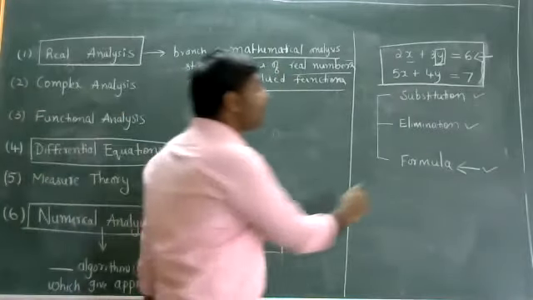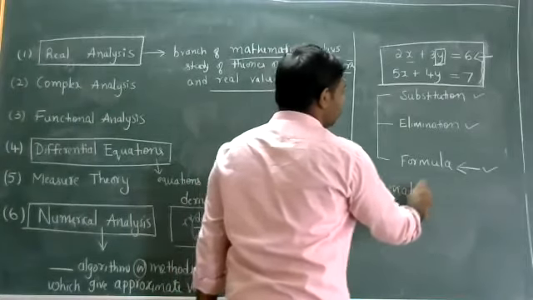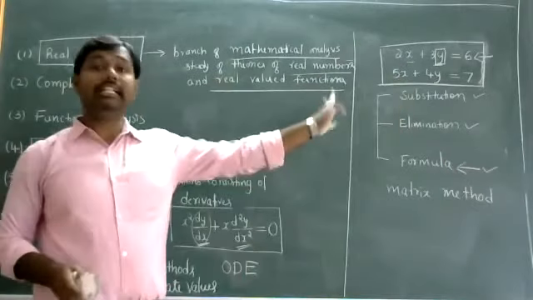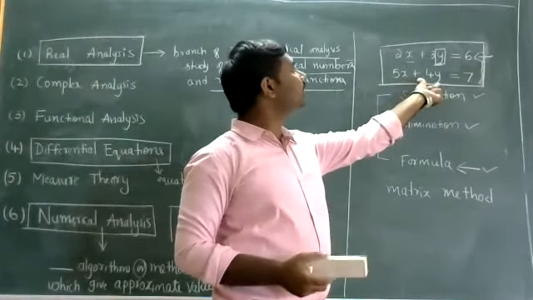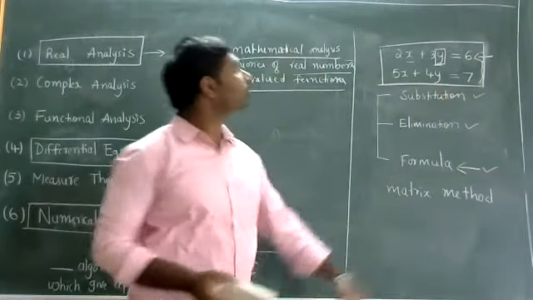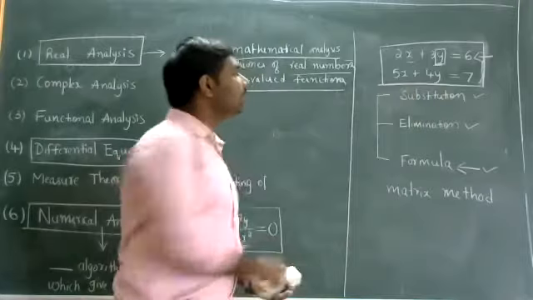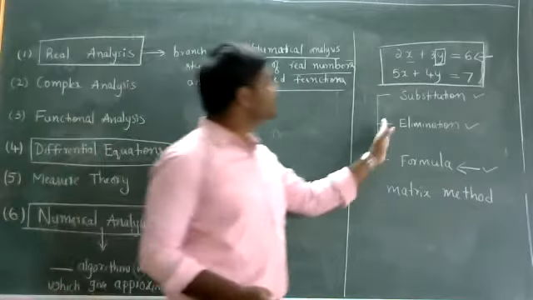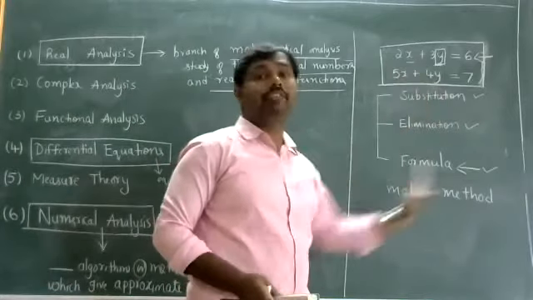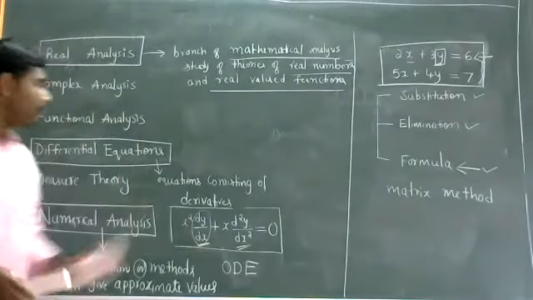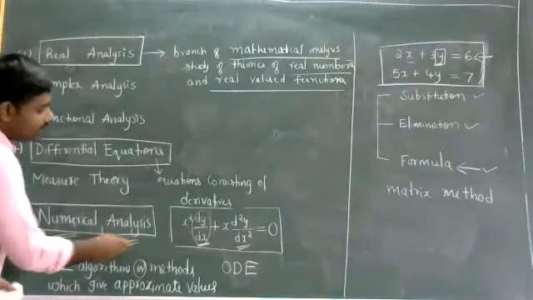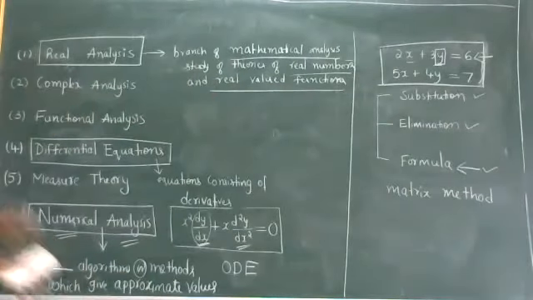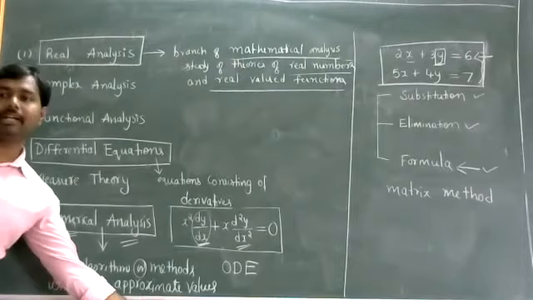Apart from this, we have the matrix method also, and we have discussed that in linear algebra. By expressing this system in the matrix form, we can also solve this system. These are the direct methods, in the sense that these methods will give you the exact values. Now, if I come to numerical analysis, to solve the same system of linear equations, we will have some methods which will give you approximate values.